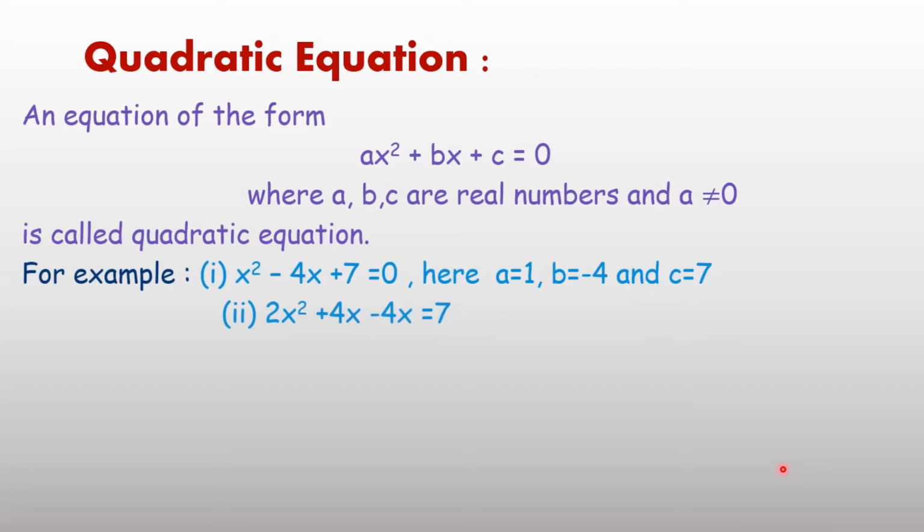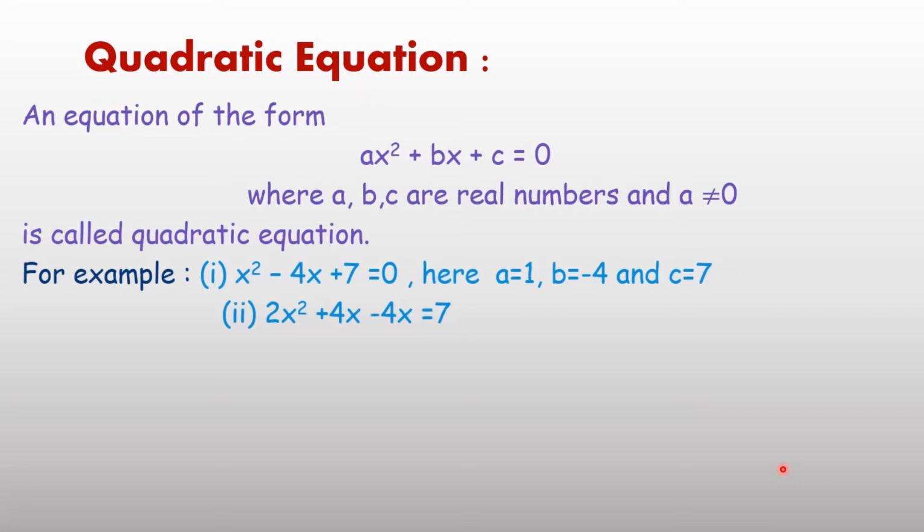Or second, 2x square plus 4x minus 4x equal to 0. First you should write it in standard form. After that you can easily write the values of a, b, c. Just think, what is the value of b here? The value of a you can easily say: the coefficient of x square is the value of a. Means the value of a is 2.